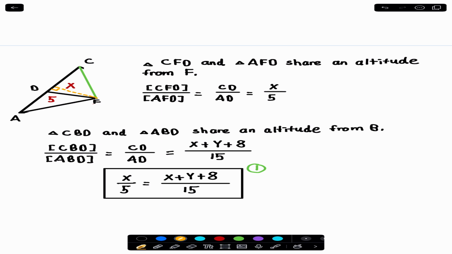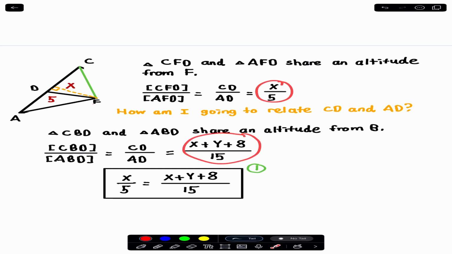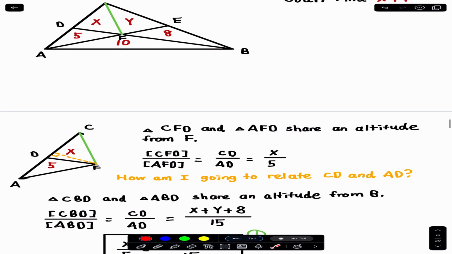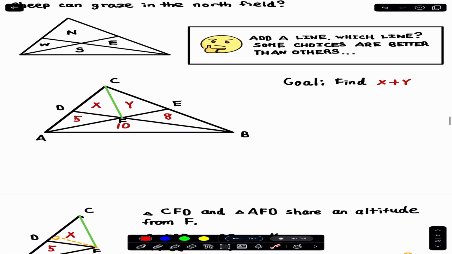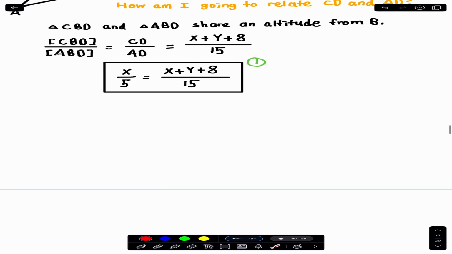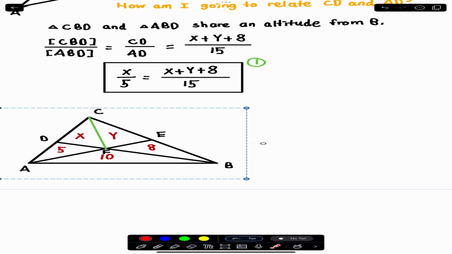So we did this because we asked ourselves, how am I going to relate CD and AD? This way we can get these 2. So that's why we did that step. Excellent. Let's continue.